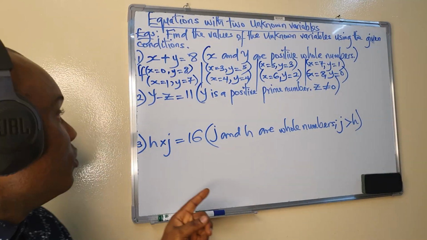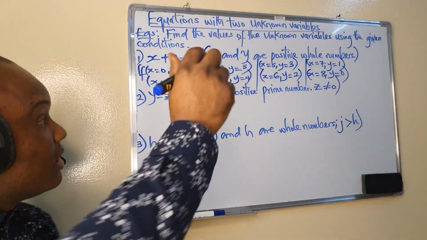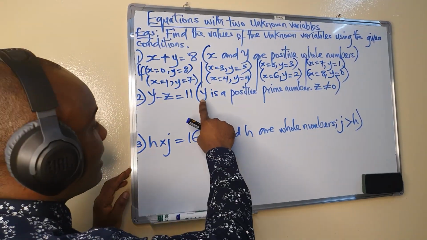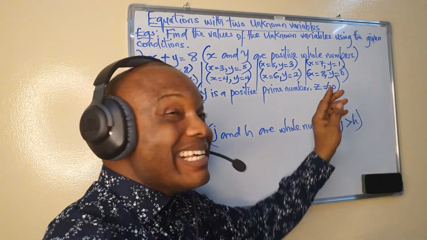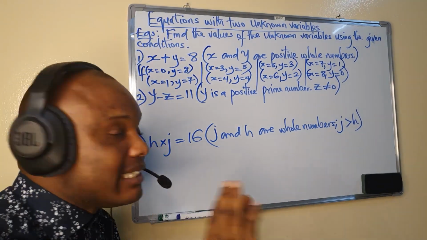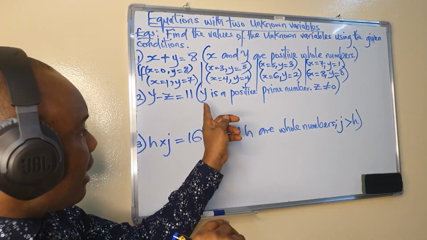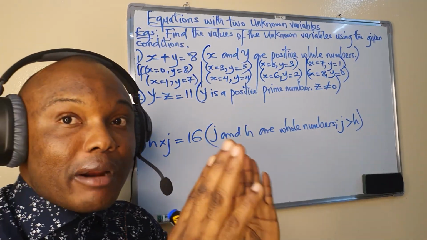For question number 2, y minus z is equal to 11. But what is the condition? The condition here is that y is a positive prime number and z is not equal to 0. It means that z can never be 0. And at the same time, y can never be 0 because y is a positive prime number.